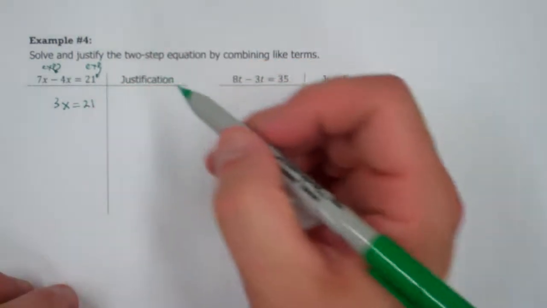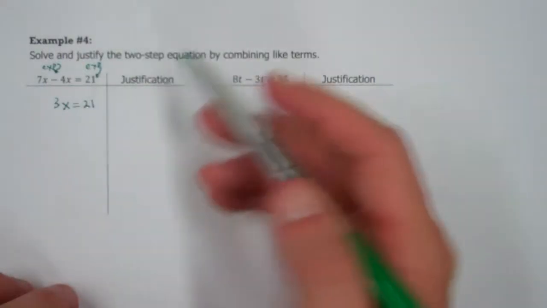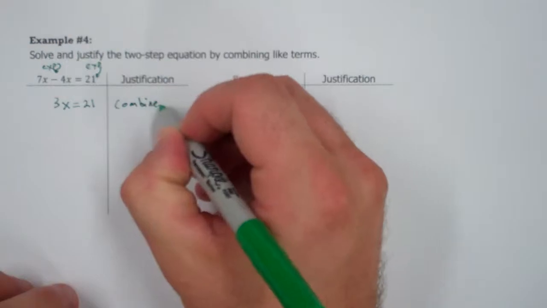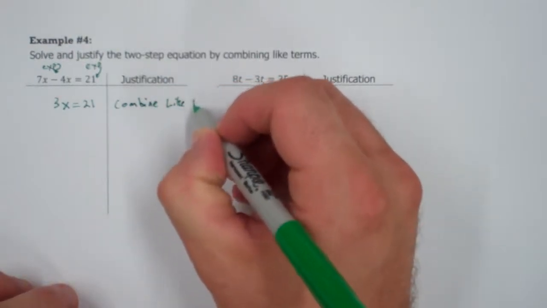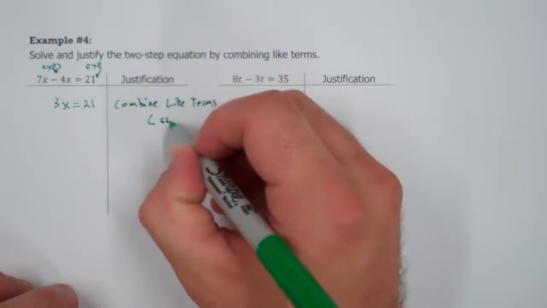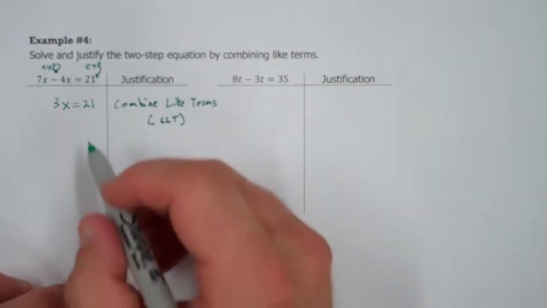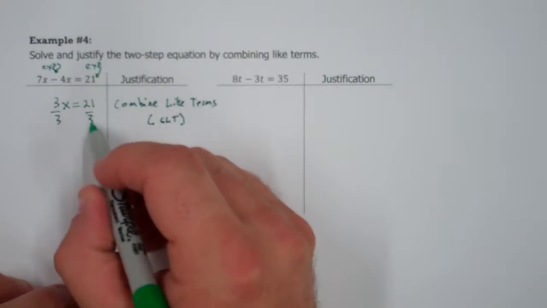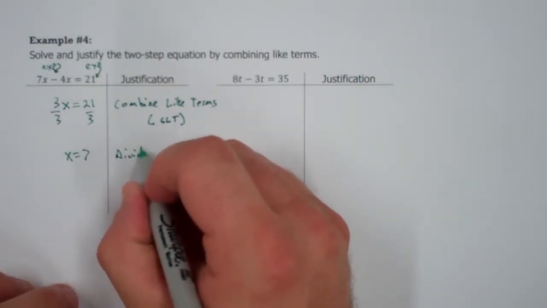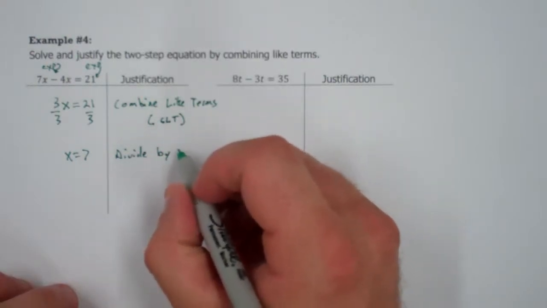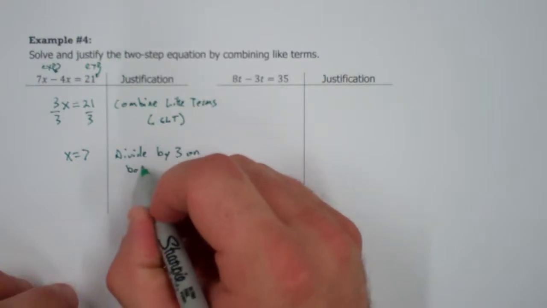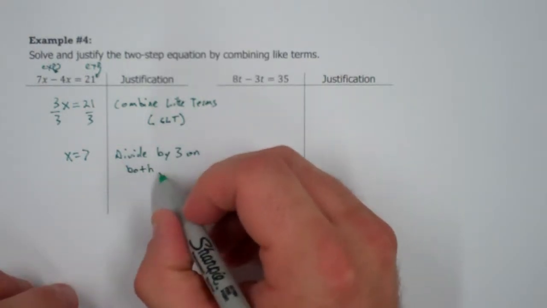We didn't do anything to the right side, so it's just 21. I'm going to write combine like terms here. And in the future, we'll abbreviate this with just CLT. Now we'll divide by 3, and x will be 7. Our justification would be divide by 3, or if you prefer, you could also say that this is the division property of equality.